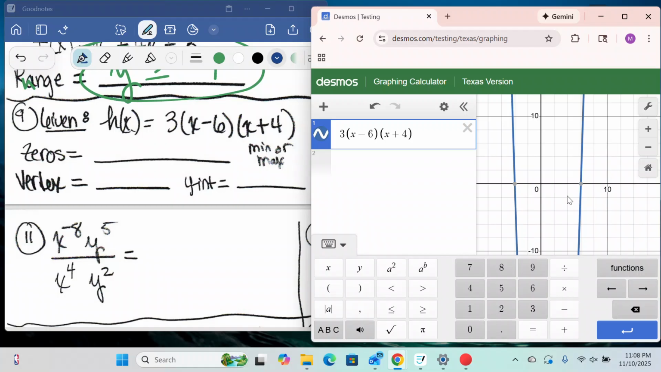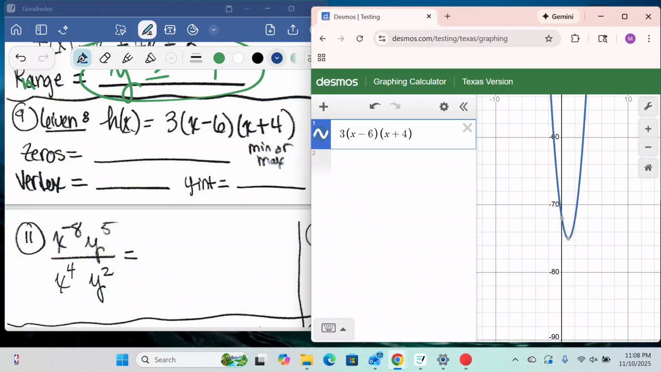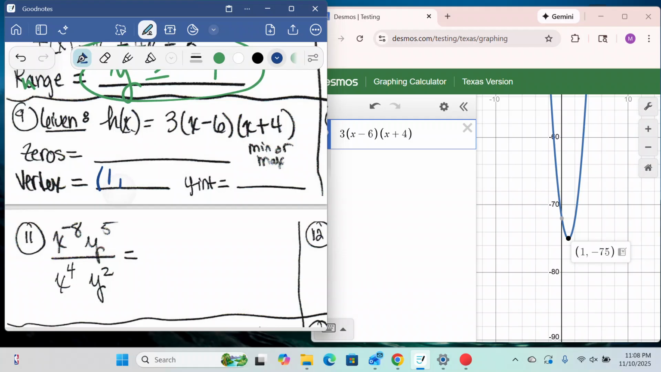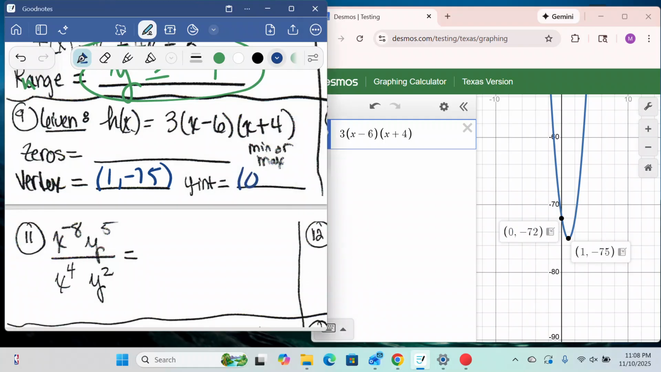I'm going to look for my vertex. Where's my vertex? Oh, wow, it's way down there. So I'm going to click on it. There's my vertex, 1 comma negative 75. And then I know my y-intercept by clicking on the y-intercept, and it is 0 comma negative 72. They're close. Sometimes you need to enlarge the graph to see the y-intercept and the vertex.